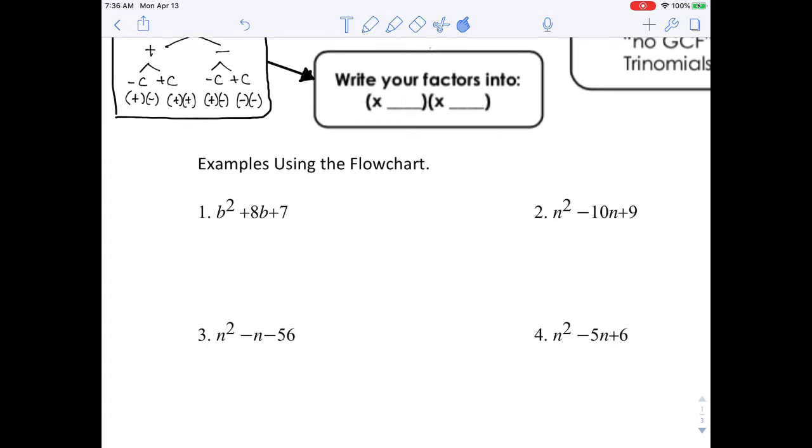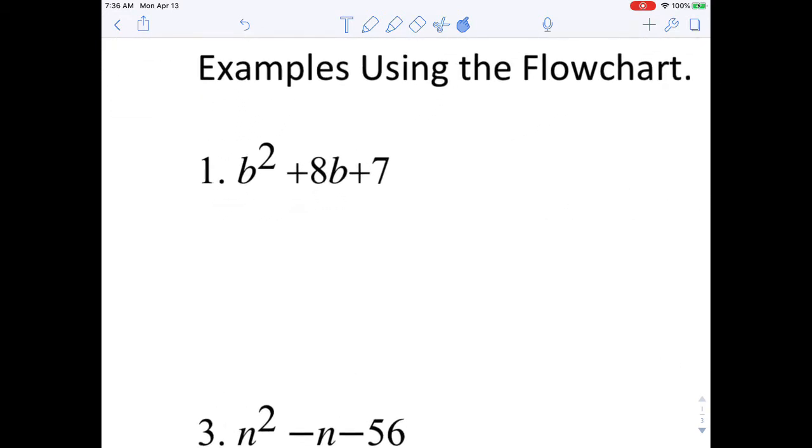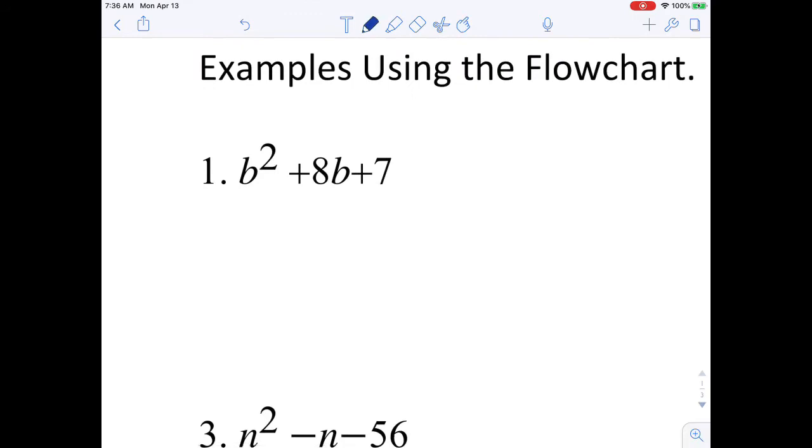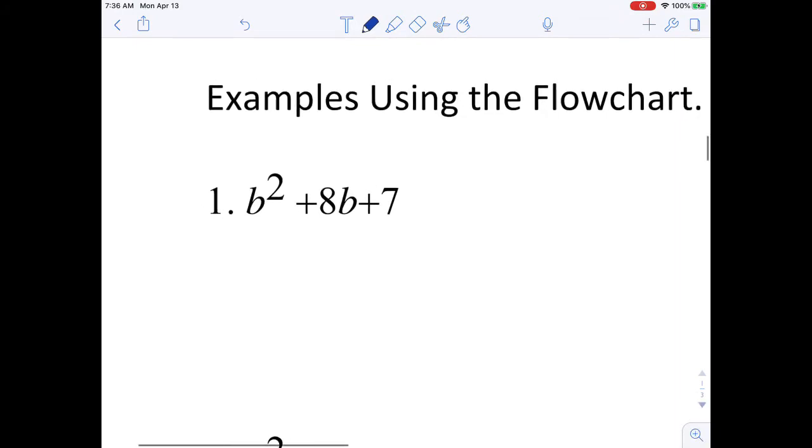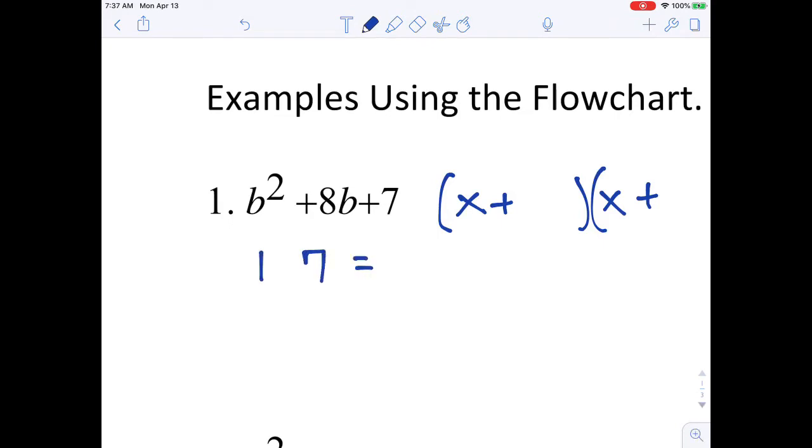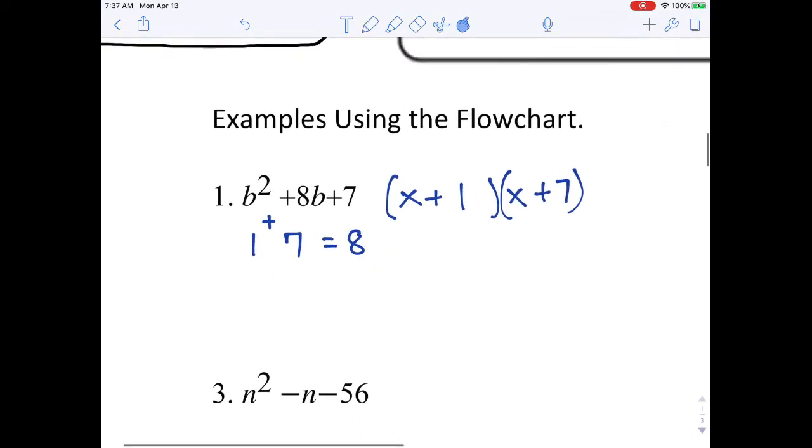So these first 4 are going to be all no GCF and no difference of squares. So I have a trinomial. I see that B is positive, C is positive. So both of my factors are going to be positive. Now I look at the factors of 7, 1 and 7, and they do add up to 8. So there are my two factors, x plus 1, x plus 7.